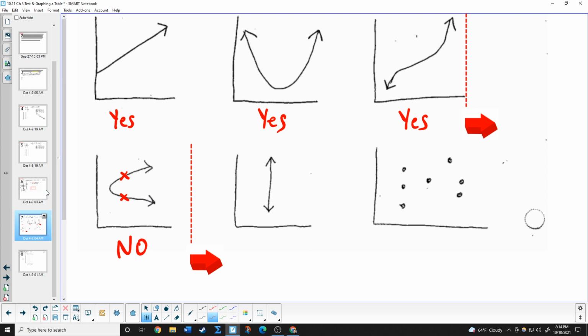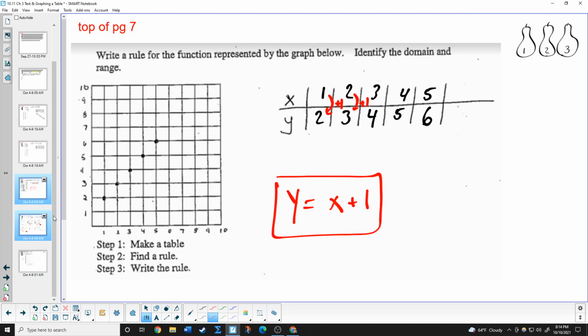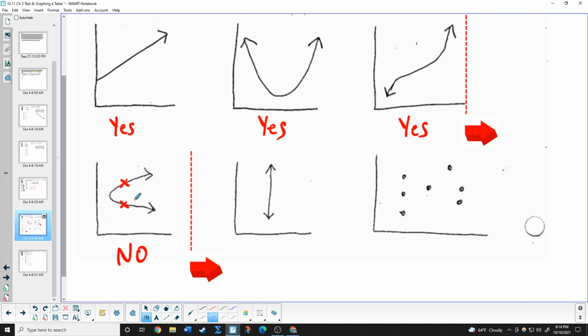Just to bring it back to what we said about no repeating x values, let's check this out. If we were to make up an ordered pair for this one, 1, 2, maybe 1, 2, 3. This is like 2, 3, and this one right here is like 2, 5. Again, I'm just making up points, but the point is to show that we have 2 x values that are the same in this function.